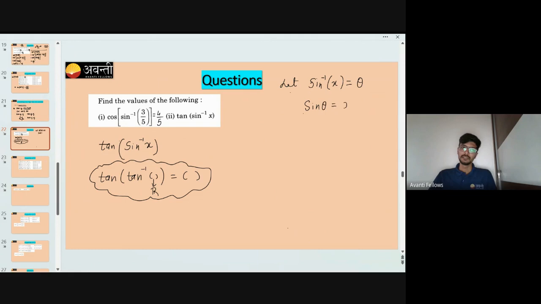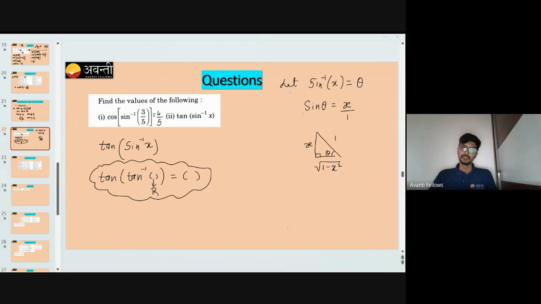theta equals x. Now I can write x upon 1. What difference does it make? Who cares? X upon 1 is simply x. But here I can directly get the triangle. Triangle बनाओ, answer पाओ. This is theta, and sine is opposite upon hypotenuse. After using Pythagoras, I will get this side as under root of 1 minus x square.